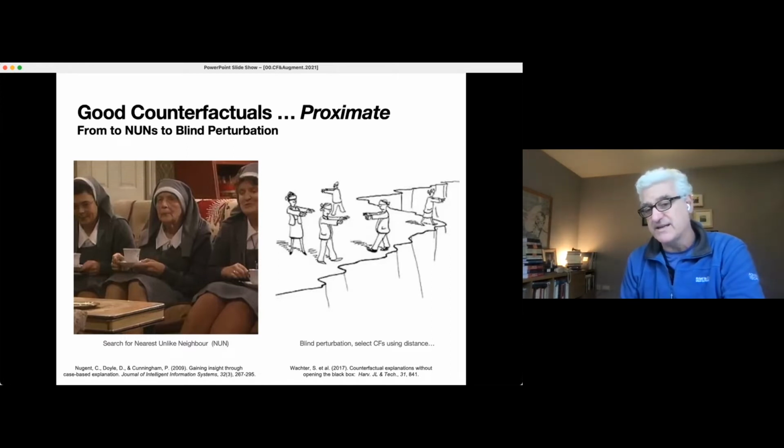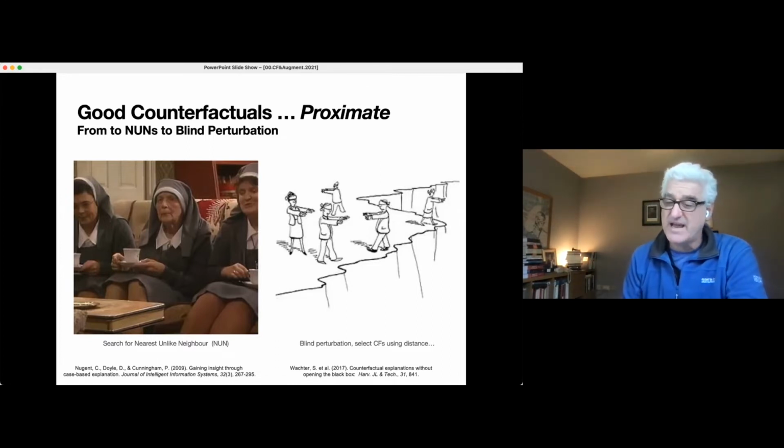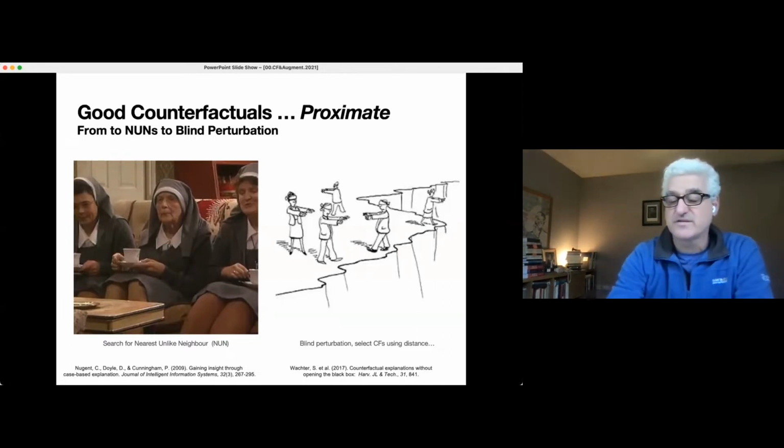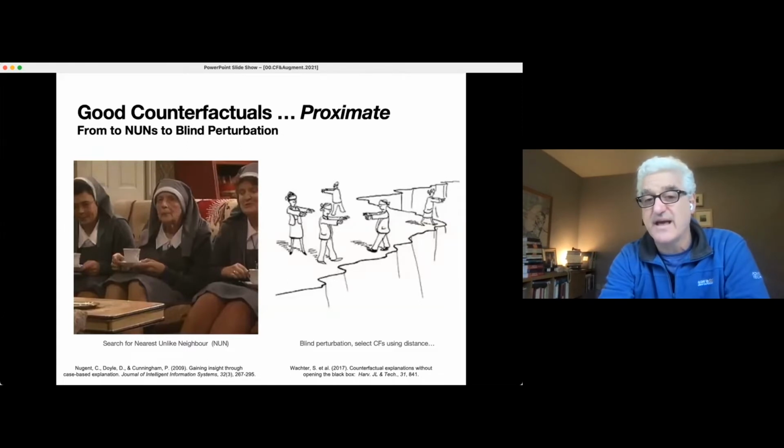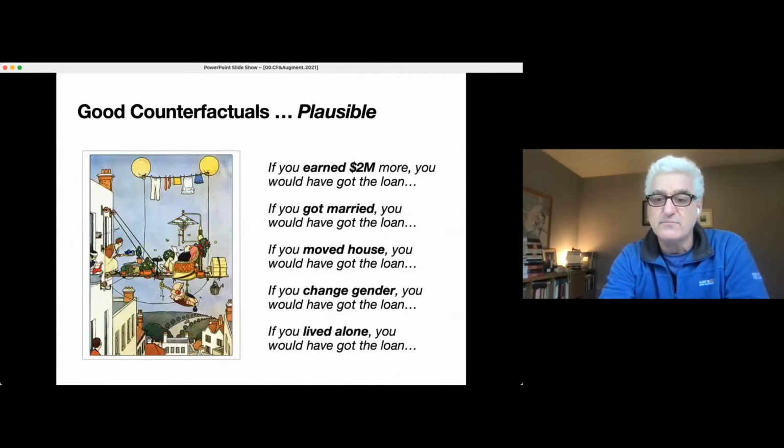The other aspect I didn't like about this method was that it doesn't go back to the data set at all. It doesn't perturb things with any knowledge of what has occurred before in the data set. And that's what led us to try and think of a new method that did that in a different way.